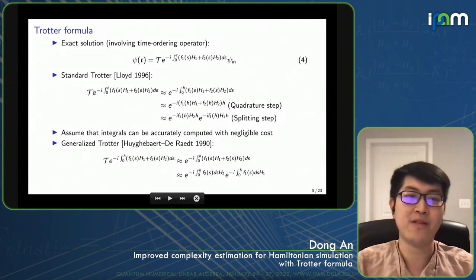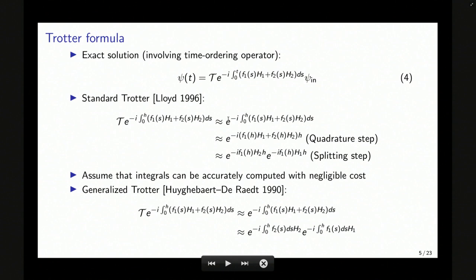So here's the first step: we drop this time ordering operator, and then we can approximate the exact evolution operator by the exponential of a matrix. Now looking at the exponent, we can find that there are still some integrals over the functions. So the standard Trotter takes the next step to be the quadrature step. That is, we approximate this integral by some numerical quadrature formula. Here I just use a first order quadrature with an endpoint estimate, but if you want to construct some high order method, you can use high order quadrature and whatever you want.